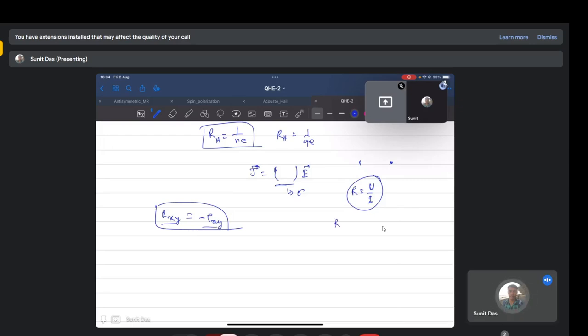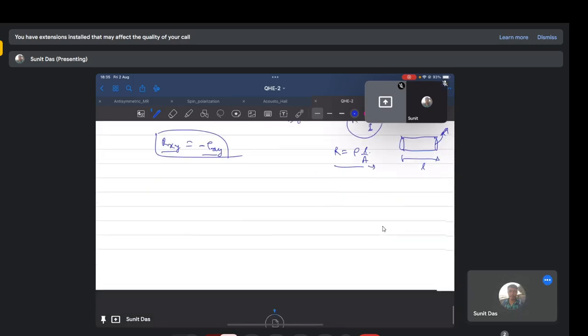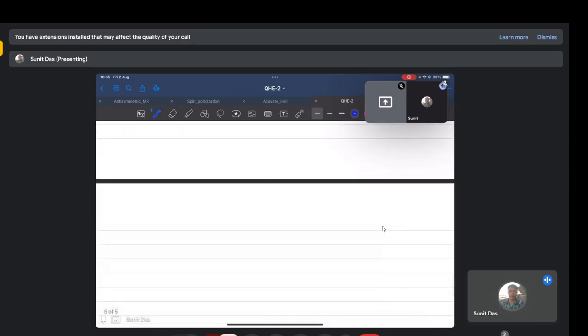Otherwise, for a general case, you know that resistance is rho L by A. Right, A is the cross-sectional area, rho is the resistivity, and L is the length of the wire. Let's say I have a cylindrical wire, this is the L, and this cross-sectional area is A. So this will be the resistance versus resistivity relationship. But for a 2D system, let's consider a material, again, a 2D system.